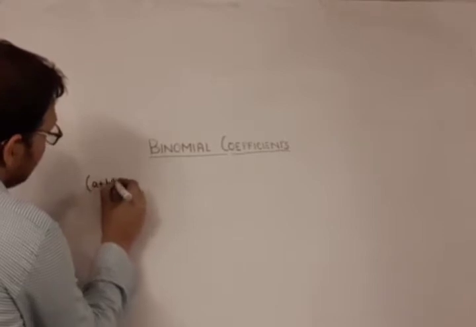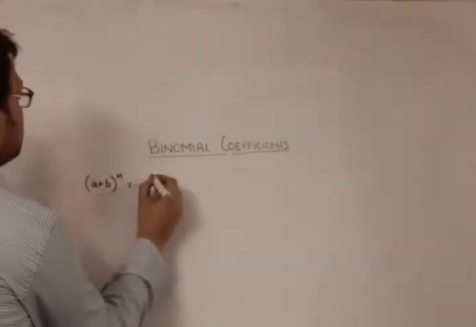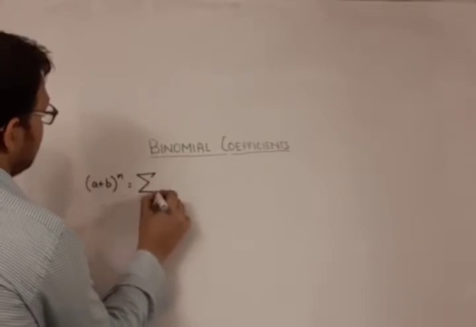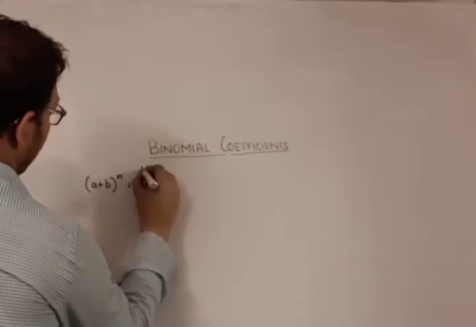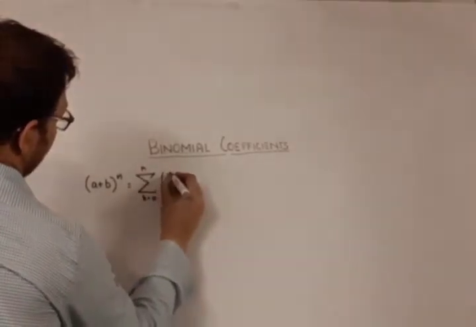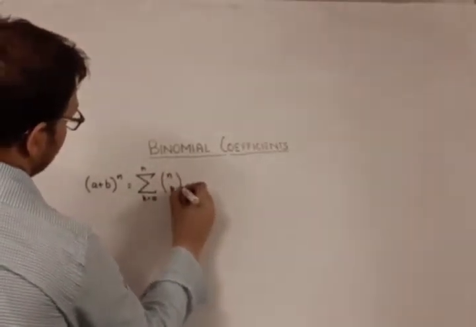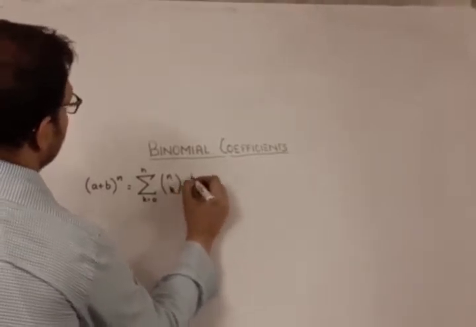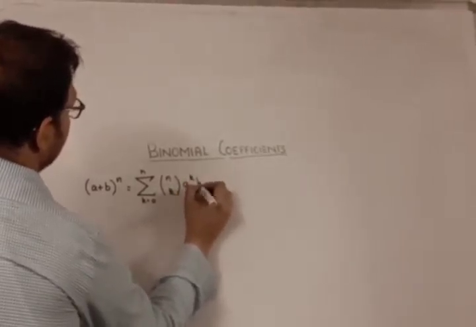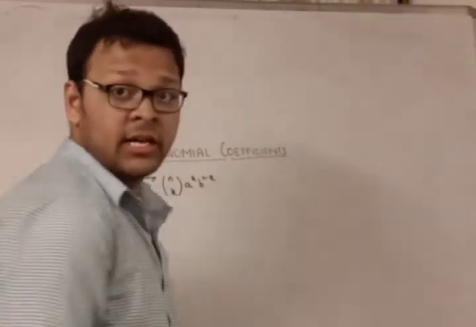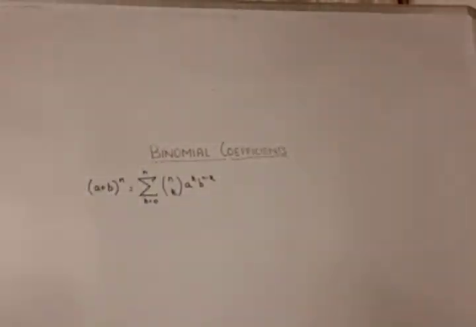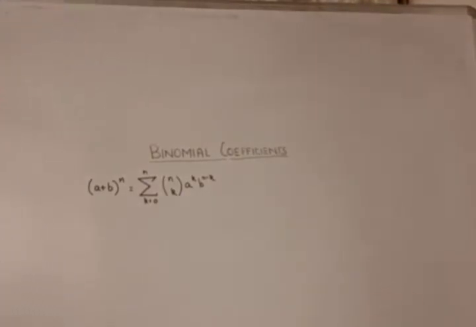(a plus b) to the power of n is the summation of k equals 0 to n of nCk a to the power k b to the power n minus k. So this is the binomial theorem. Please take a good look at it, at what the binomial theorem is trying to state. So just copy it down. This theorem was proved by Blaise Pascal and Isaac Newton independently.